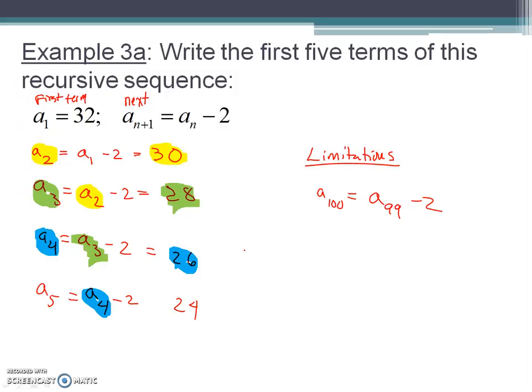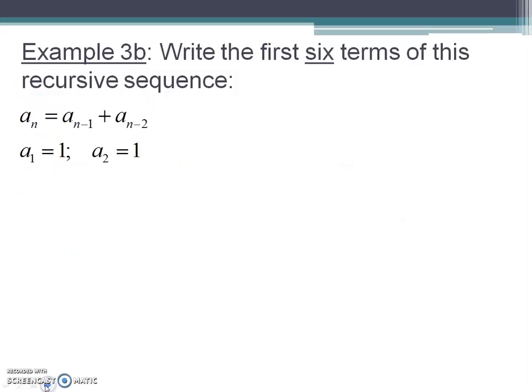So, let's do one more example of a recursive sequence, and this is one of the most famous sequences in mathematical history.